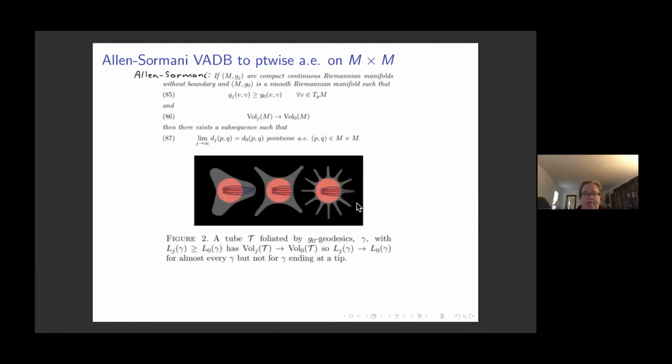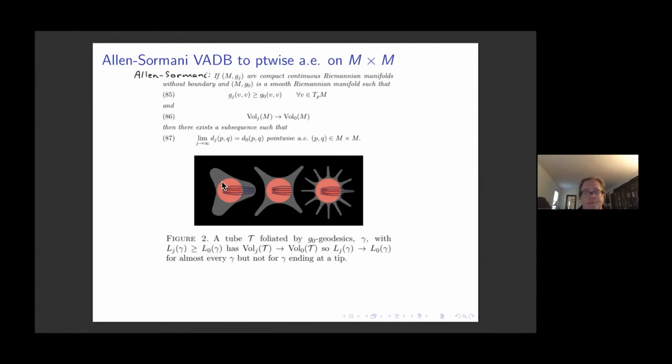Here's a picture of what we have to do the proof here. And this is the very Riemannian part. So this is the proof for this theorem, why this is enough to get this, Dj. Suppose we have a collection of points here, a union of points here and points over here, a tube tau foliated by G0 geodesics. So we're using the limit space has geodesics with length Lj of gamma converging to the length L0 of gamma. That's going to come from 85 here. And volume j of tau going to volume 0 of tau of this tube. If the volumes are converging, you can show that the volumes of the tubes also converge.